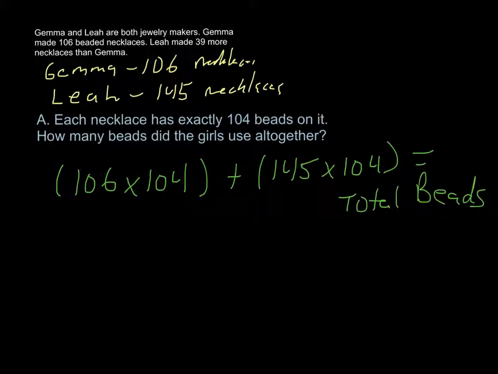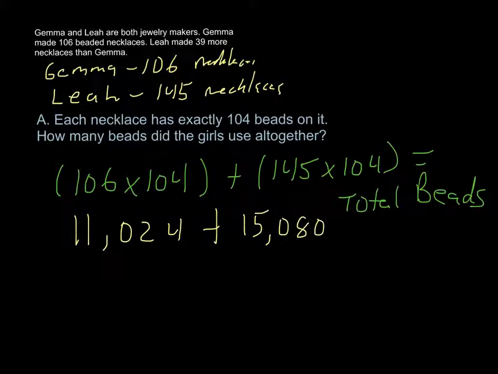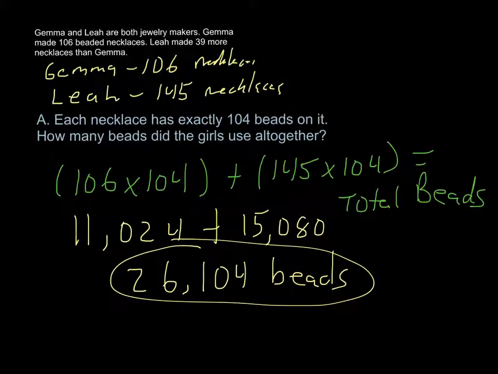When I solve this using the standard algorithm, I find that 106 times 104 is 11,024. Remember, I'm adding. And for Leah, 145 times 104 is 15,080. When I add those together, I find that there is 26,104 beads. And that is my solution for part A. You can even turn it into a complete sentence. Both girls use 26,104 beads altogether.